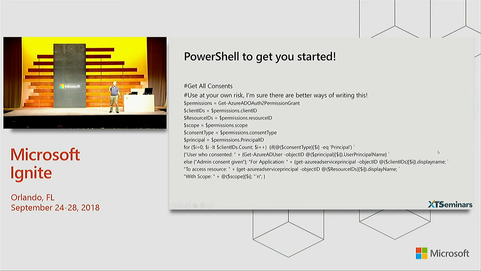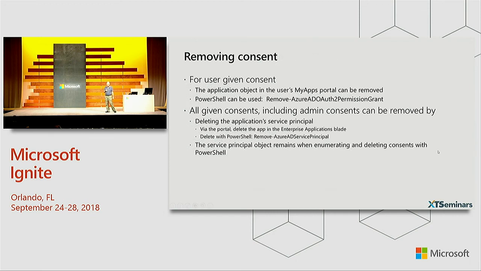And I've literally just put that in there as a way of enumerating out all the consents that have been given. If you want to remove consent for a user, you go into the My Apps portal and delete the application in My Apps. That just blows away the consent for you. You could also do it with PowerShell, so you could enumerate it out.